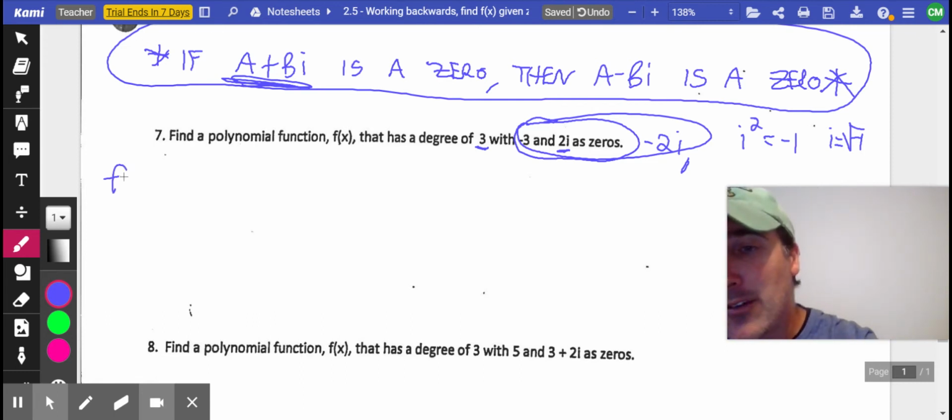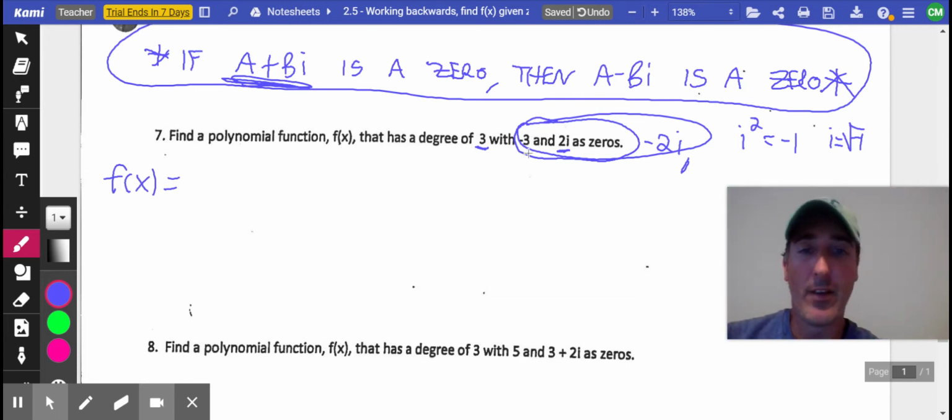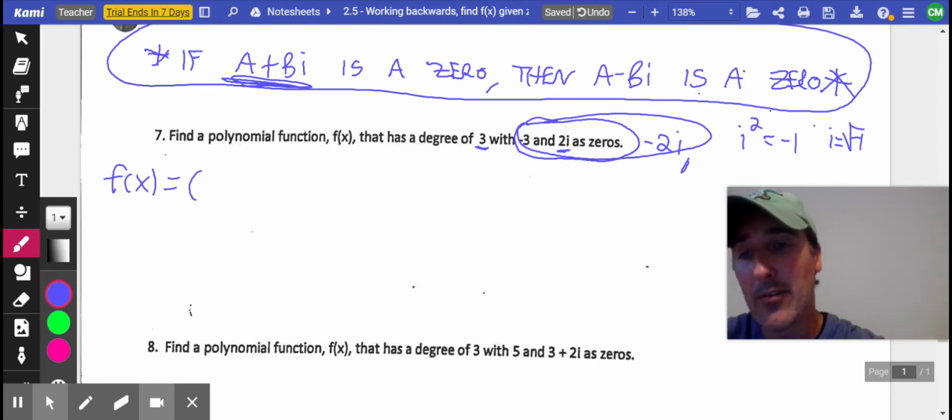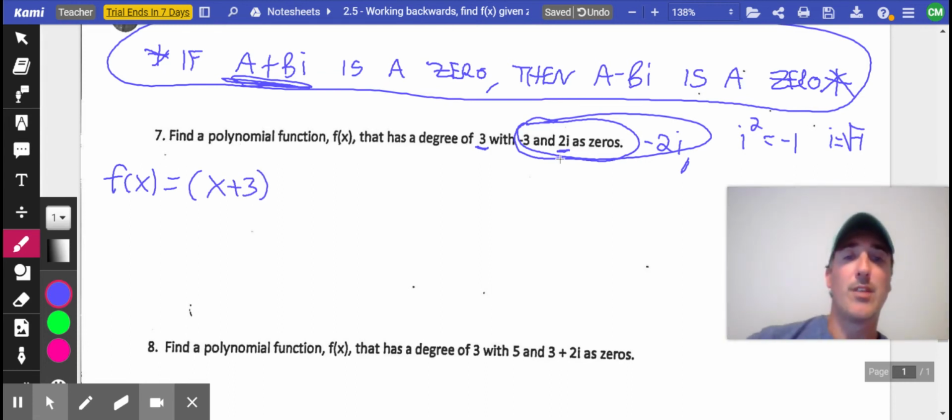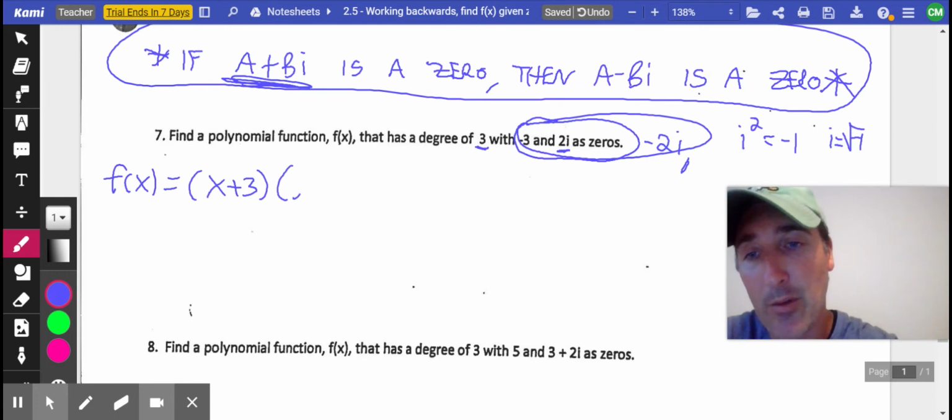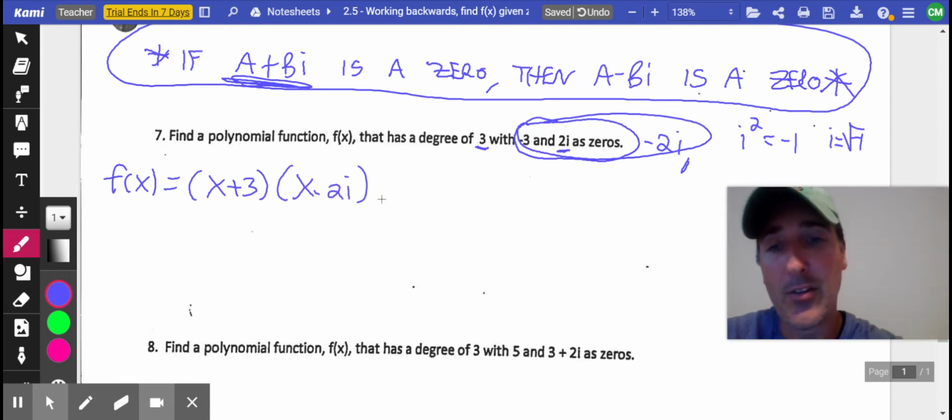Okay, so if I use the factor theorem, the only real 0 we have is this -3. So x minus -3 is x plus 3. Then the other two zeros are the complex conjugates, 2i and -2i. So again, I'm still going to do x minus, but I'm just going to have an i in it. So I'm going to have x minus 2i, and then x minus -2i is x plus 2i.